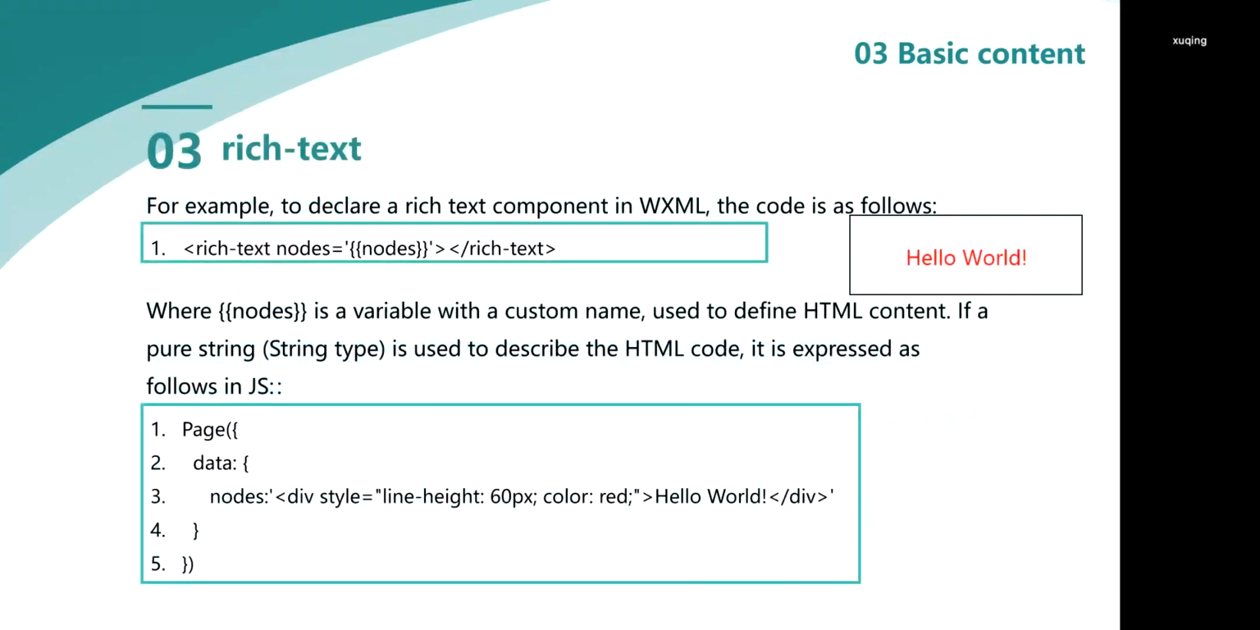For example, to declare a rich text component in Weixin ML, we can have this code in Weixin ML. And nodes is a variable with a custom name. We use it to define HTML content. If it's a pure string, or it's used to describe the HTML code, it is expressed as follows in JS. We need to set them in data in JS. We can try this.